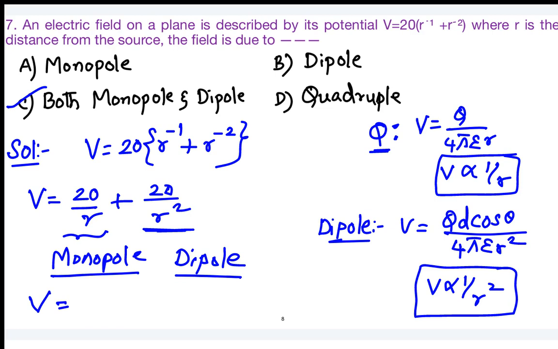If we have only one charge, the potential is proportional to 1 by R power 1. If you have a dipole, where two charges are located, the potential is proportional to 1 by R square. Hence R power minus 1 is due to the monopole and R power minus 2 is due to the dipole. So that's it, that is the questions part for the previous topic. If you have any questions, you can try to clarify now.